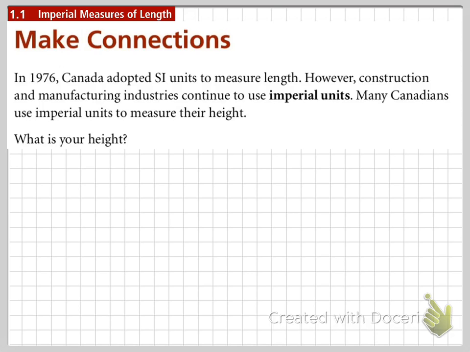Many Canadians use imperial units to measure their height. We always say we're 6 feet 1 inch, 4 feet 9 inches, 5 feet 4 inches. Those are imperial units. What is your height?